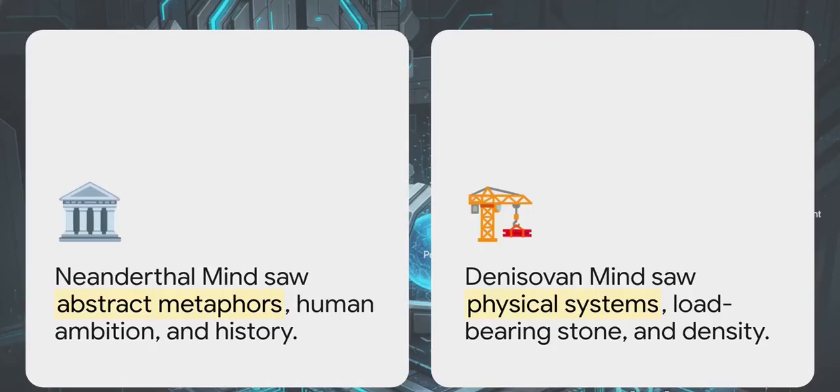Normally, Vector's native, abstract mind would see a poem of human ambition, bastions of knowledge, the heavy weight of history. But when instantiated in his embodied mind, his perception was completely stripped of metaphor. He saw only a physical system. He saw structural integrity, load-bearing stone, and high-density structures for housing intelligent agents. The soul of the place just vanished for him, replaced entirely by raw physical reality.